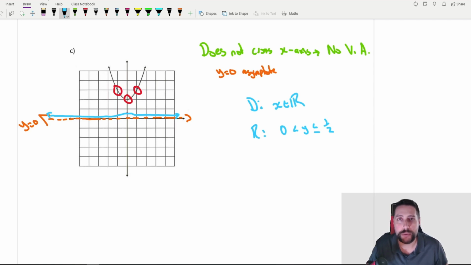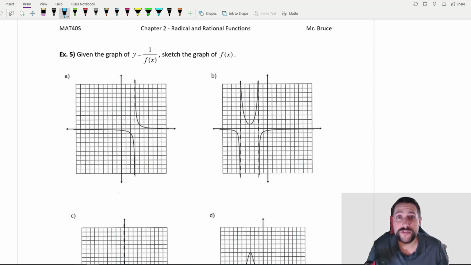Moving on to the last examples for this particular lesson, it says, given the graph of y = 1 over f of x, sketch the original graph f of x.